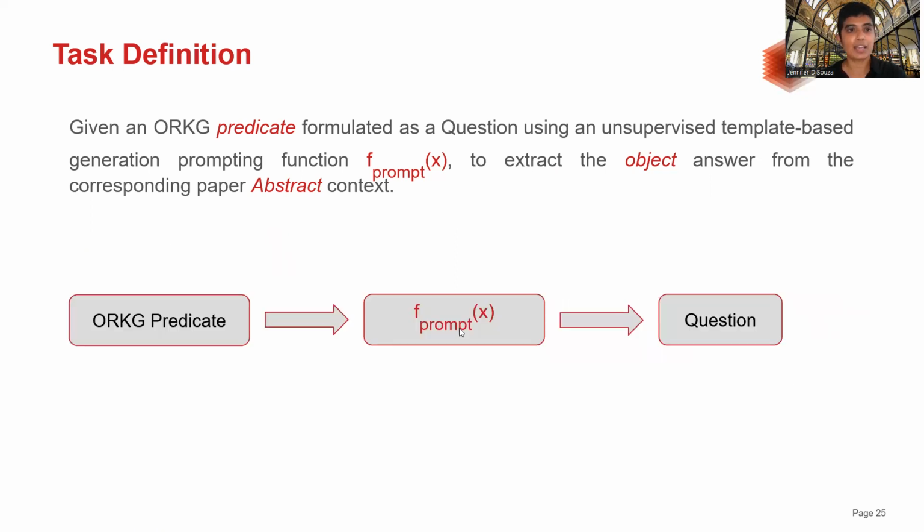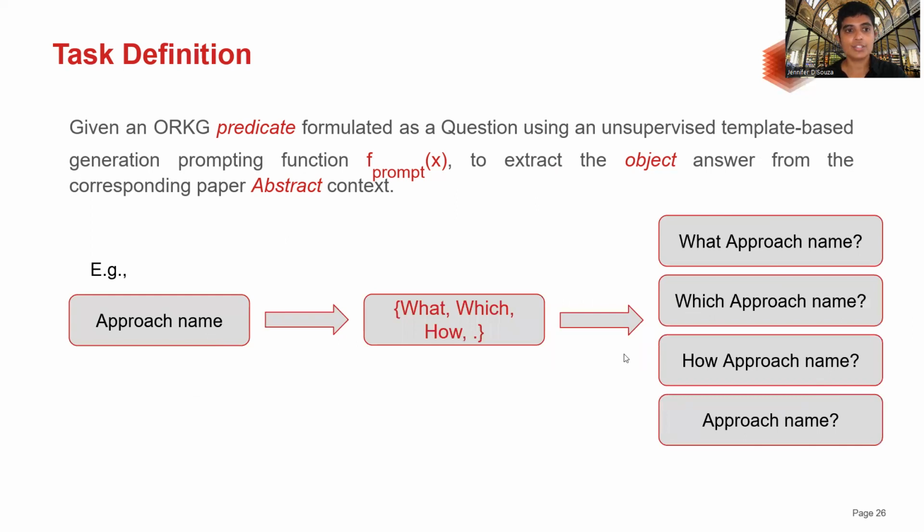So going back to the definition, given an ORKG predicate, that's fed into a prompt function and then converted into a question. So here is an example. A predicate such as approach name is then fed into a prompt function. A prompt function is nothing but an unsupervised question generation method. Basically, it prepends WH question words to the given predicate and then ends it with a question mark.